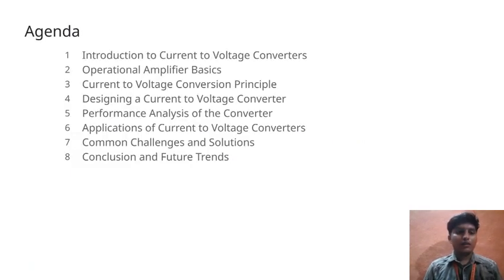We can see a brief intro about the op-amp amplifier, current to voltage converters, and operational amplifier basics, the current to voltage conversion principle, design of a current to voltage converter, the performance analysis of the converter, applications of current to voltage converters, common challenges and solutions, and conclusion with future trends. Mainly we can see the current to voltage converter, its definition, principle, and working construction.